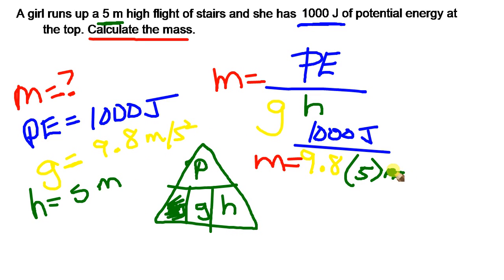that my mass for this little girl is 20.4. Am I done? No, I need to make sure to include units. This is in kilograms.